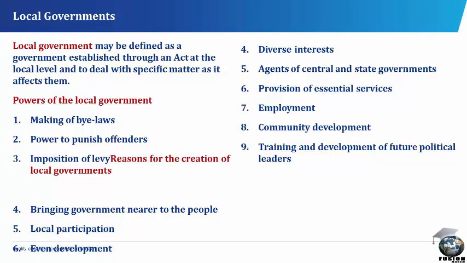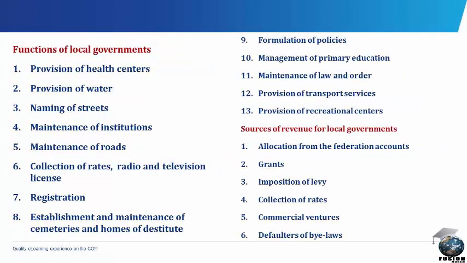What are the functions of local government? Number 1, local government provide health centers. This is done for the people at the grassroots. For example, the local government provide and maintain maternity centers, dispensaries, etc. Also, they provide water by constructing boreholes, wells, overhead tanks for the people.